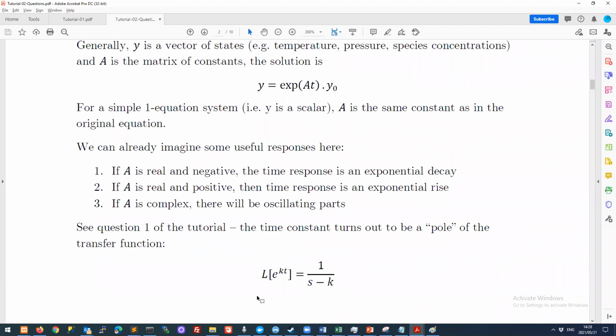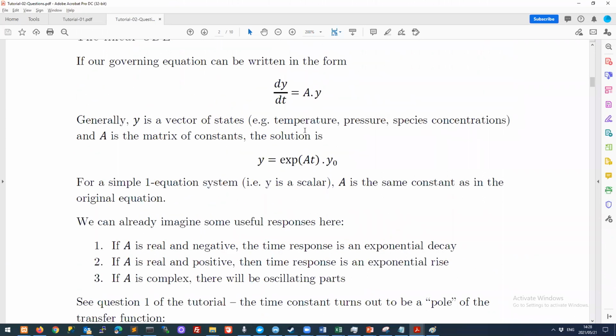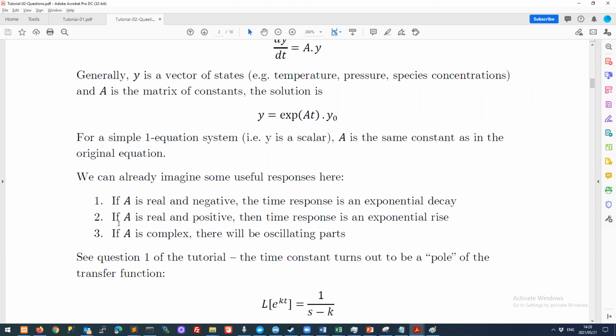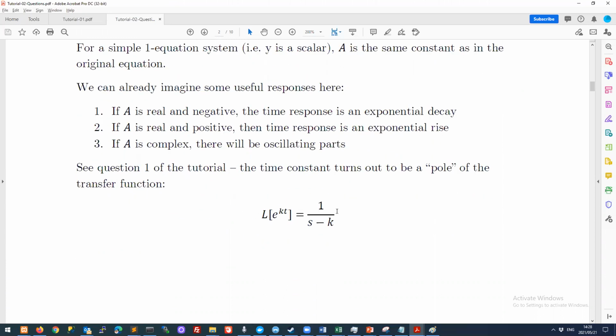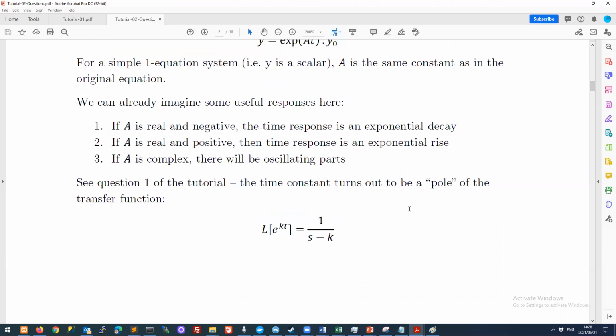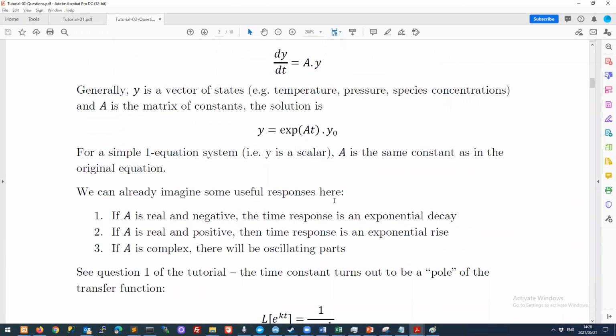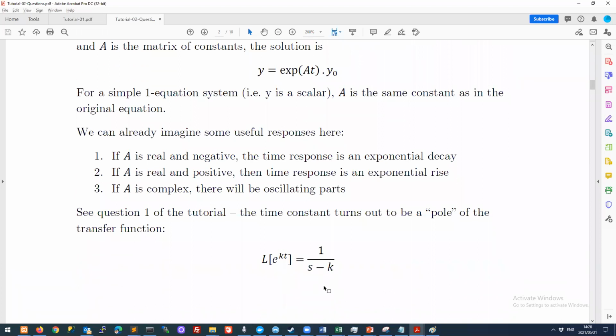So it's already suggesting a motivation for Laplace transforms: if we can find the Laplace transform, and if we can work out the poles of that Laplace transform, then we can get the time constants, and then we can use the time constants to figure out how the system is going to behave.